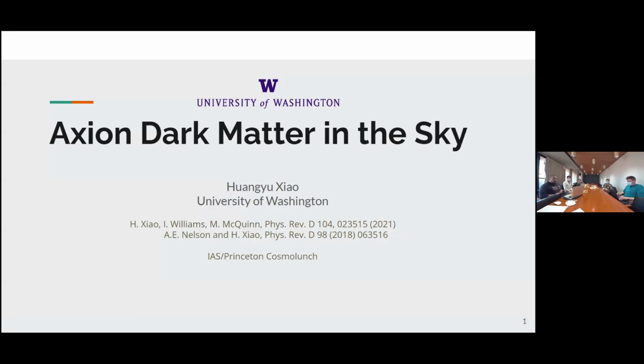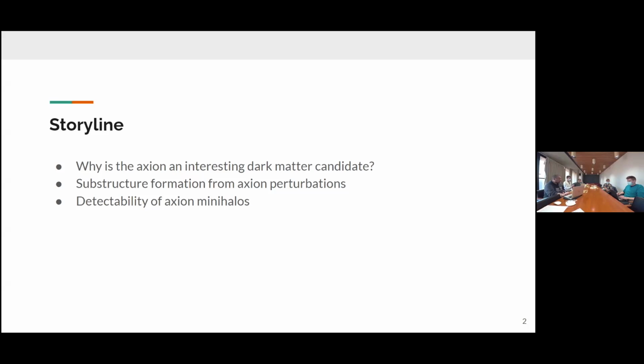And today I'm going to tell you about axion dark matter in the sky. And the storyline is like this. First, I will motivate axion as an interesting dark matter candidate. Then we'll tell you a story about the substructure formation from axion perturbations. Then finally, I will discuss the detectability of axion minihalos.